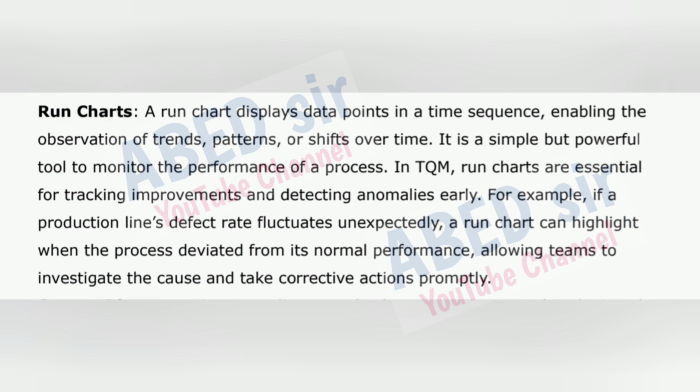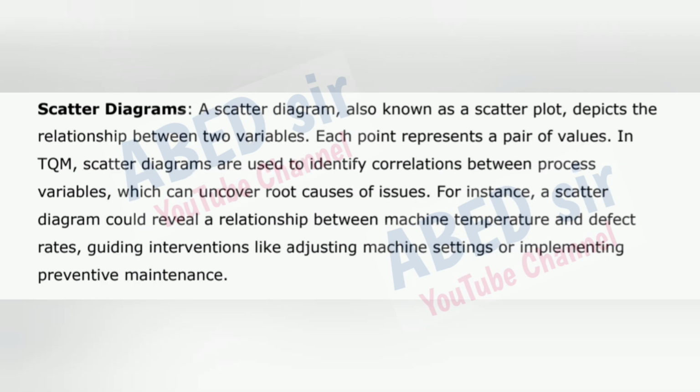For example, if a production line's defect rate fluctuates unexpectedly, a run chart can highlight when the process deviated from its normal performance, allowing teams to investigate the cause and take corrective actions promptly. Scatter diagrams. A scatter diagram, also known as a scatter plot, depicts the relationship between two variables. Each point represents a pair of values.